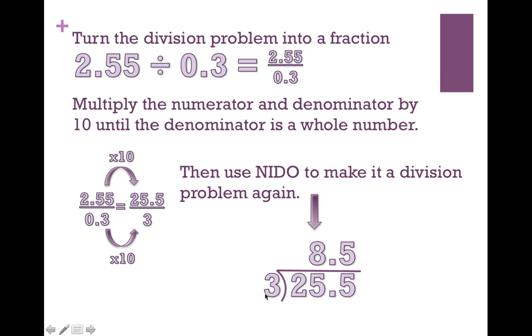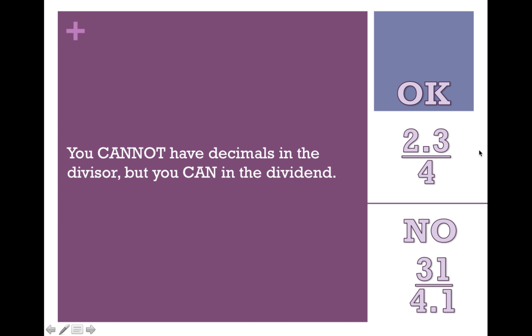Basically, it's just like what we did before with Nido and with decimals, except you cannot have any decimals in the divisor. In the dividend, it's okay. With the divisor, you have to multiply the top and the bottom by 10 until you have a whole number. We can't stress this enough. You cannot have decimals in the divisor, but you can in the dividend.